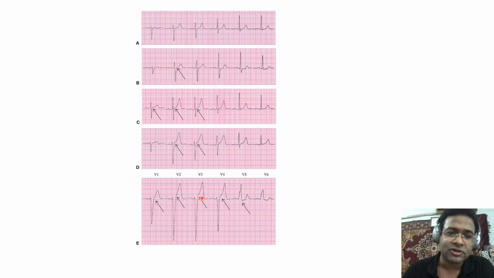Here, in stark contrast, the J point is elevated by more than 2. It's clearly an MI. Please do not mislabel. And of course, the QRS morphology is also much broader. So therefore, it's clearly an MI and you go ahead and treat it.